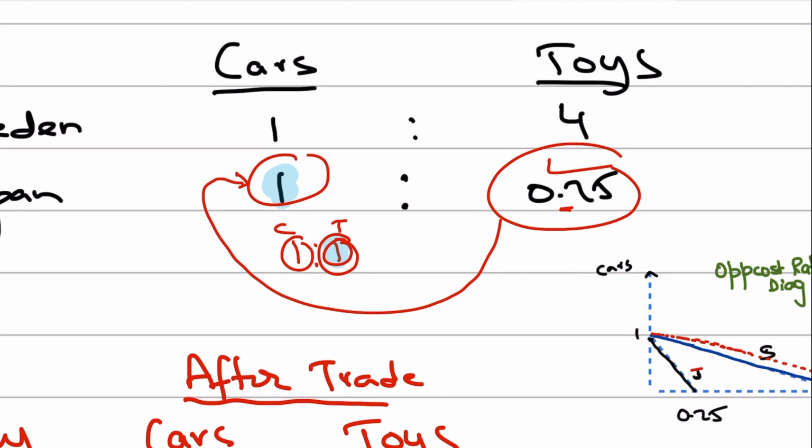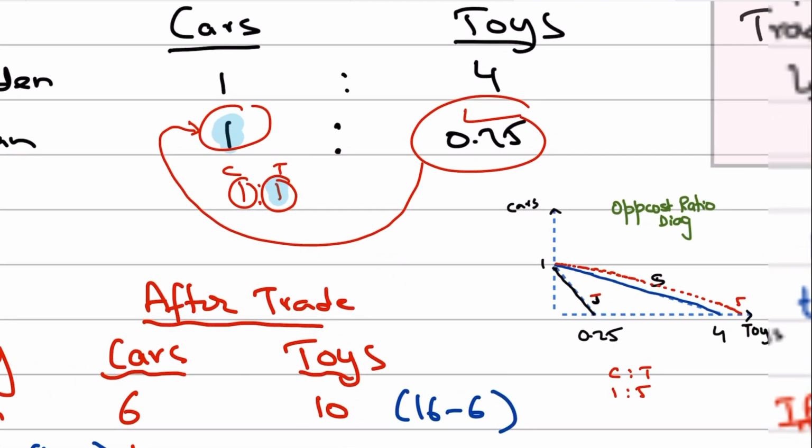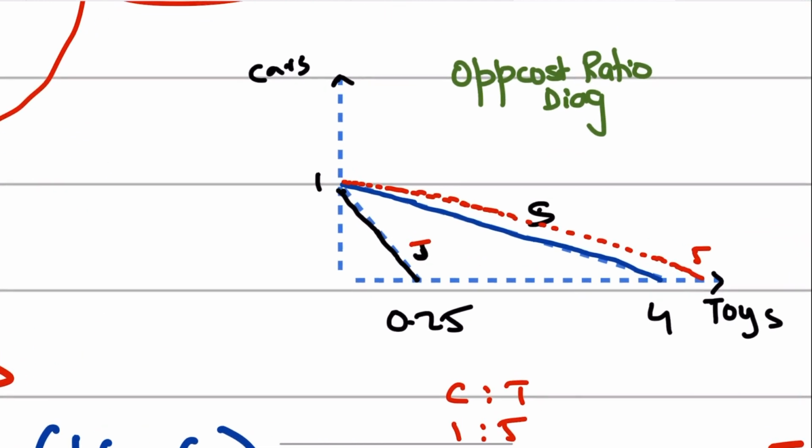So you see, that's why this exchange ratio, since it lies between both the countries' opportunity cost ratios, right? This exchange ratio of 1 is to 1 is lying in between both the countries' opportunity cost ratios. And since it is lying in between, it is going to mutually benefit both the countries, Japan and Sweden as well.